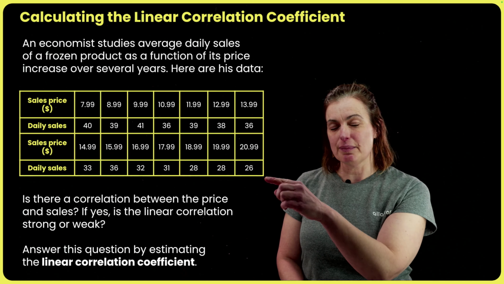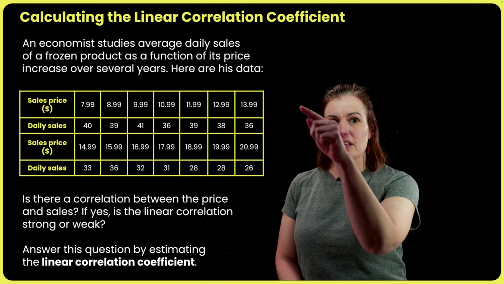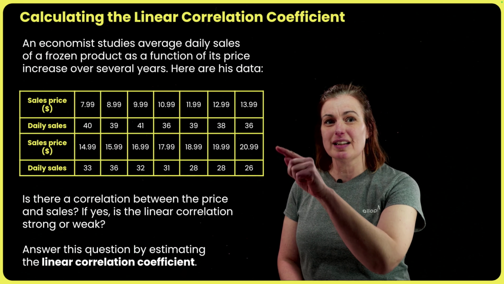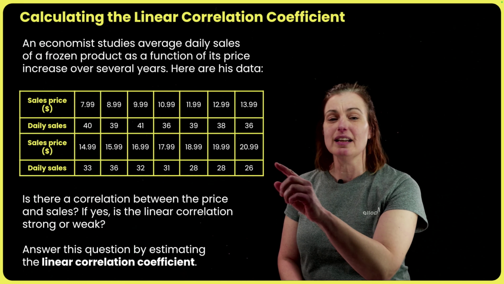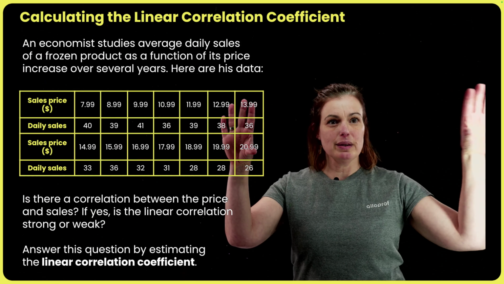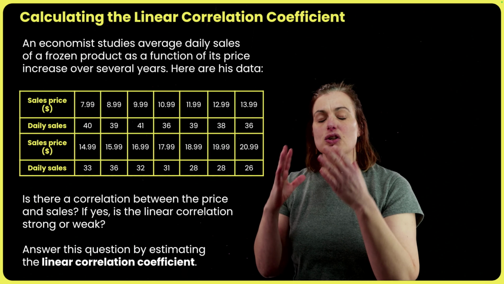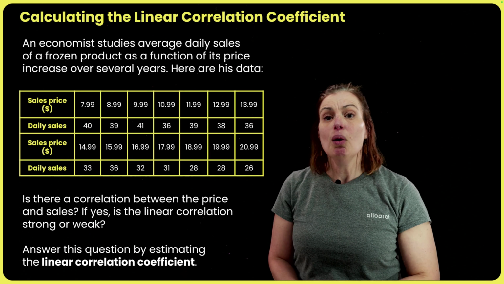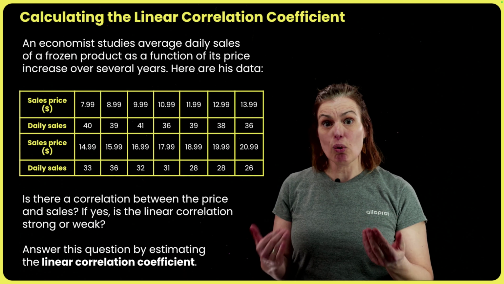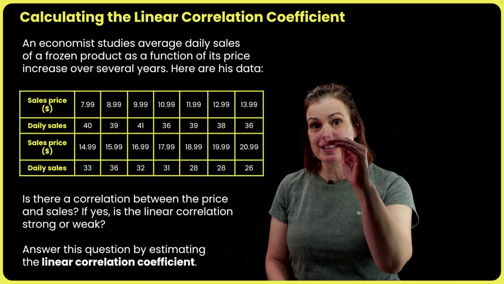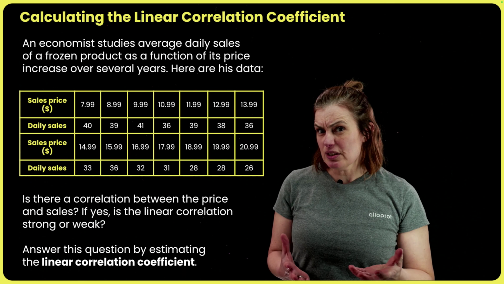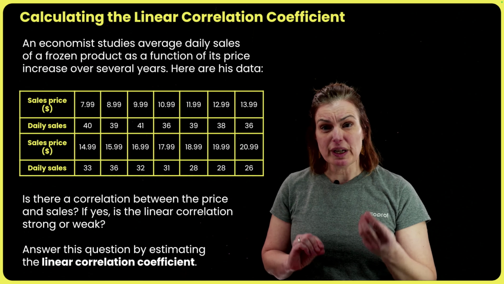Here are his data. And you can see that our table says sales price and then daily sales, and then it says sales price and daily sales again. This is just because it's all one table that I had to split in two and stack on top of each other so we could read it a little better. What we really need to know here is, is there a correlation between the sales price and the daily sales? If there is, we need to know if that's going to be a strong or weak correlation.